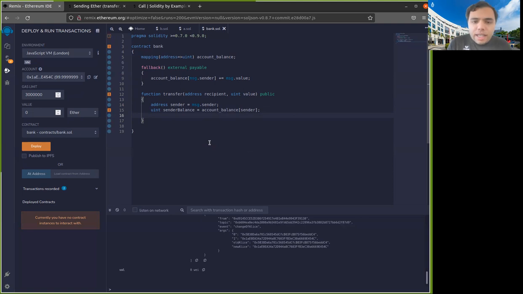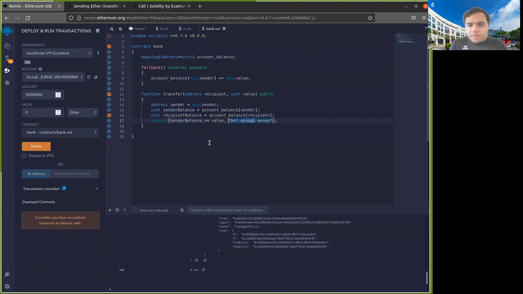Okay. And let's say I also take the recipient balance, the account balance of the recipient. And so I have to first require that the sender has enough money. So I would just require that sender balance is at least the value that I have. And by the way, in your require, you can also add an error message. And this error message will be written in the log if this require fails.